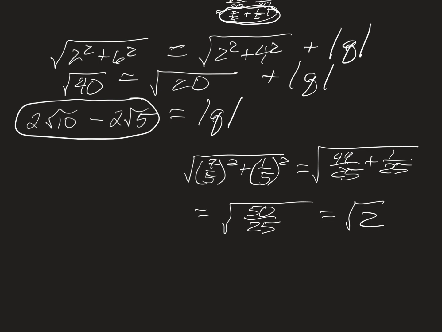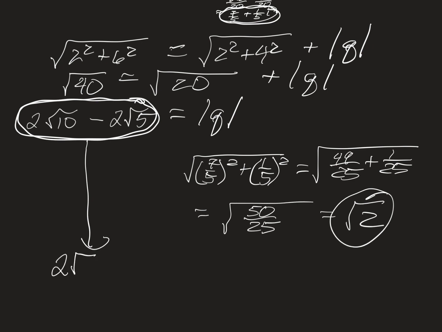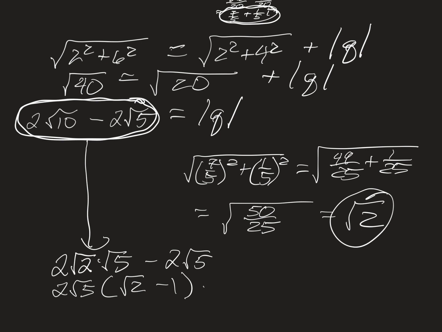And now my question is, is this equal to this? And if we look at this up here, square root of 10 is actually square root of 2 times square root of 5. So we can say this is 2 times square root of 2 times the square root of 5 minus 2 times the square root of 5. And we can factor, take the 2 square root of 5 out, and we're left with square root of 2 minus 1. So that simplifies it a little bit, but I'm not sure if those are the same.